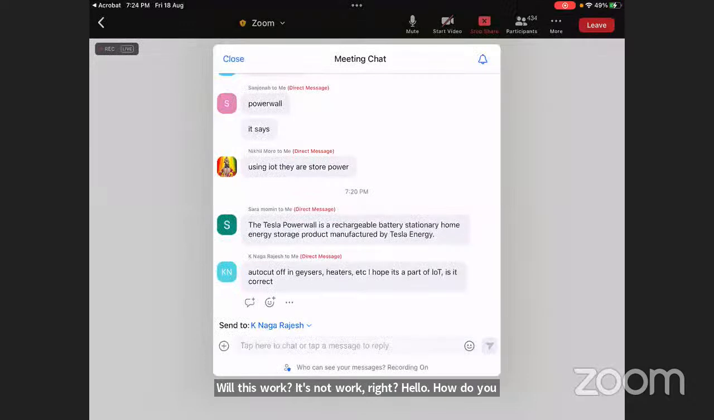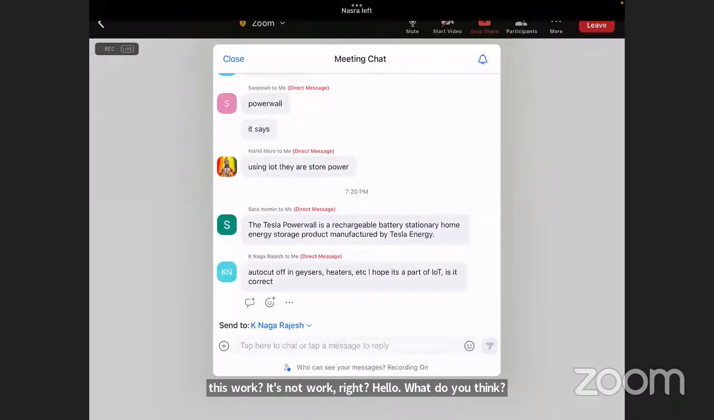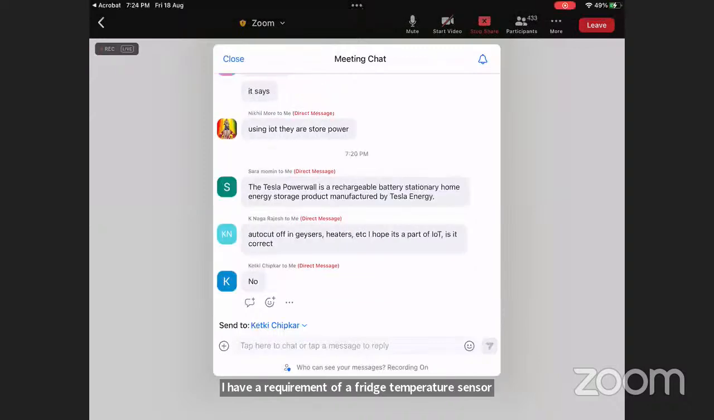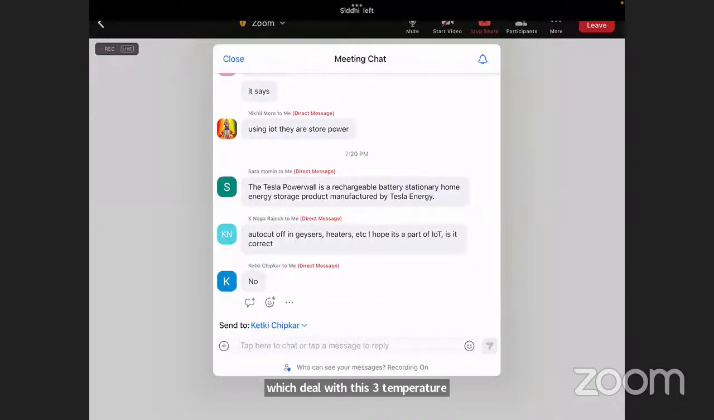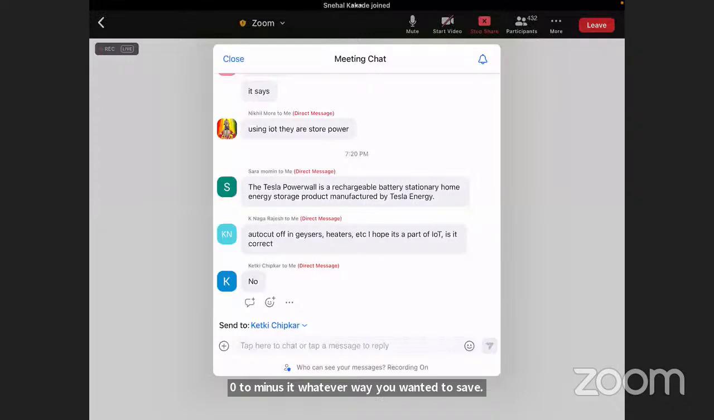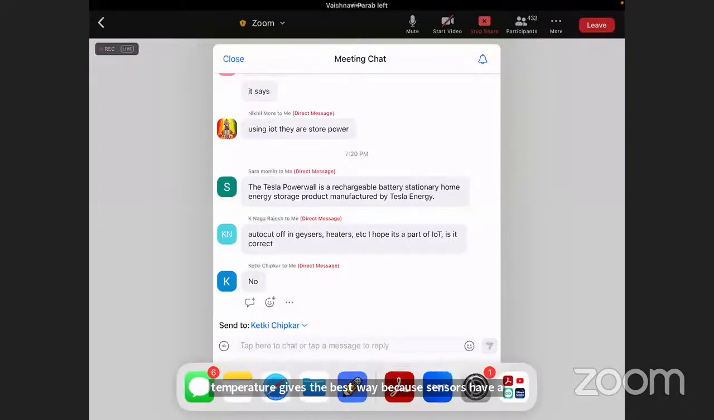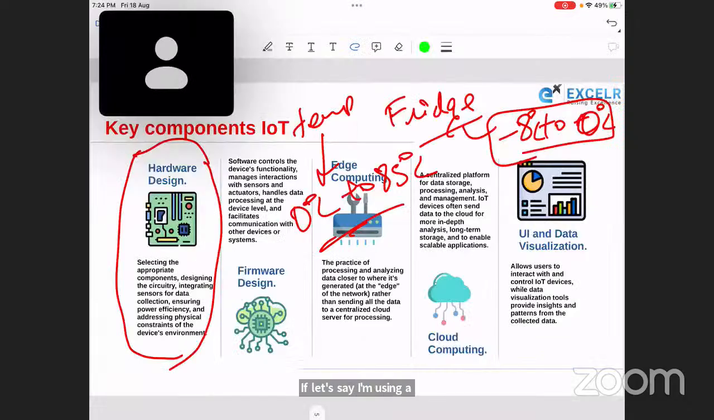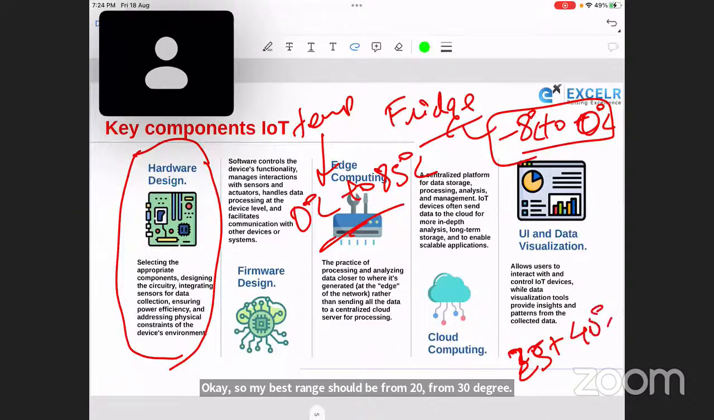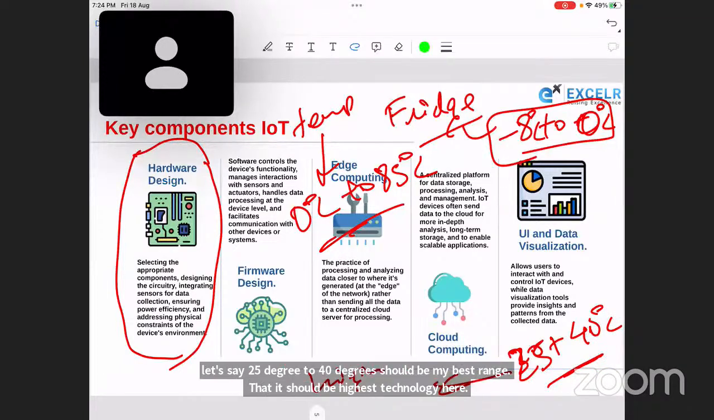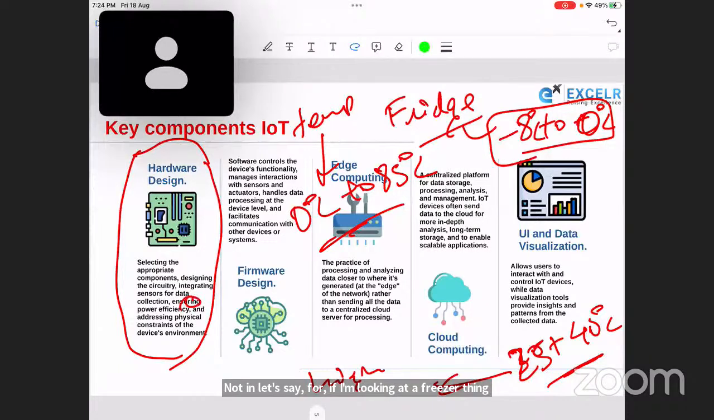What do you think? I have a requirement of a fridge temperature sensor, where the range is -8 to 0, or 0 to -8, whichever way you want to say it. And sensors have a best range. If I'm using a sensor for human temperature detection, my best range should be from 25 degrees to 40 degrees, with the highest accuracy there. If I'm looking at a freezer, then my best range is less than 0.